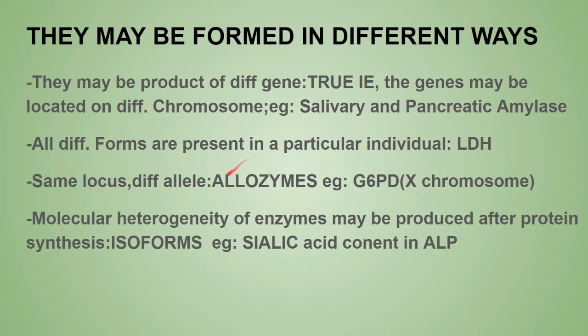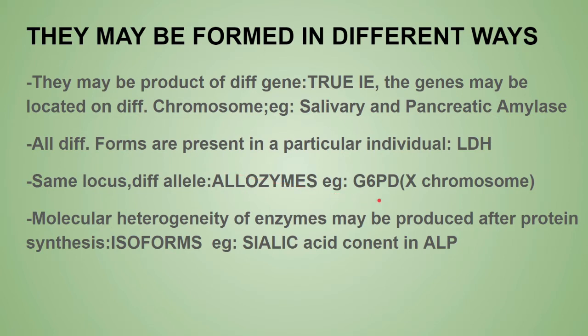Now next is the alloenzymes. Allo means alternative forms. So it means different alleles will be present at a particular locus. Means same location in the chromosome, same locus of the gene on the chromosome, but that particular locus in the chromosome will have different alleles that will characterize the particular isoenzyme.